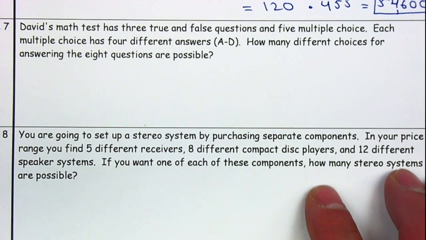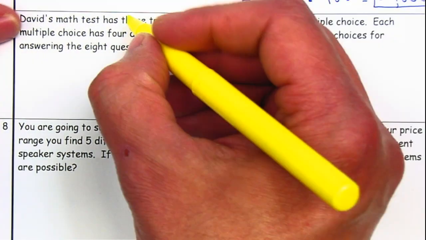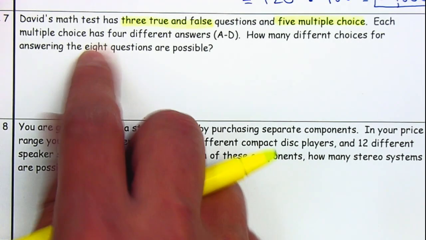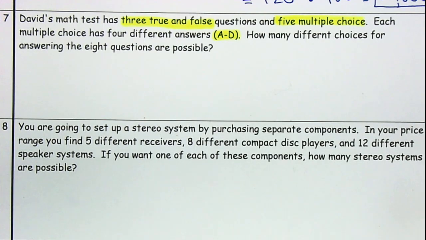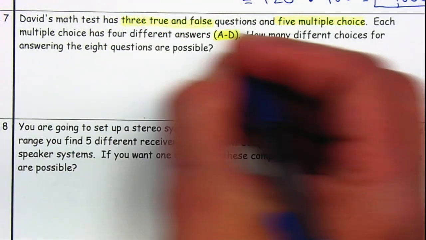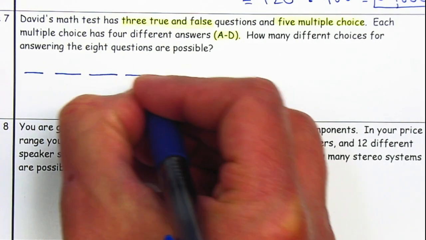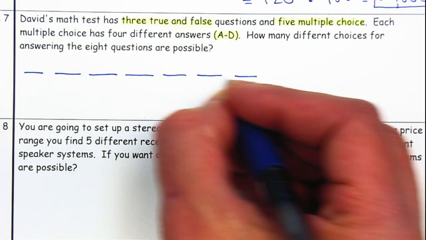Example number 7. David's math test has 3 true and false questions and 5 multiple choice. Each multiple choice question has 4 different answers, A through D. How many different choices for answering the 8 questions are possible? So we have a total of 8 questions. We're going to have to select the answers individually for each one of them. So 1, 2, 3, 4, 5, 6, 7, 8.